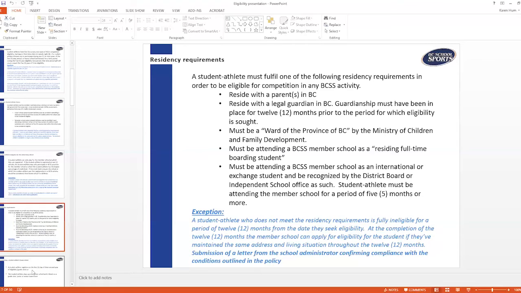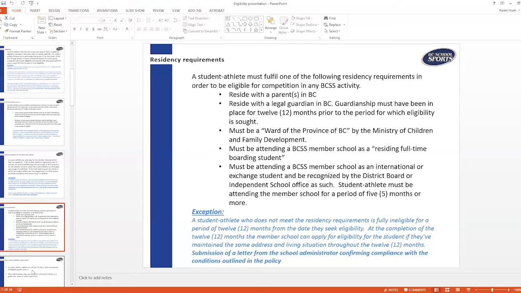One of the things that I have to stress is that any student, regardless if they're in grade 8, grade 9, first year of eligibility, they still have to meet the residency requirement. One thing that we find, there's a lot of academy programs. So a student, for instance, might move away from home to attend a hockey academy, and they're being billeted. So they're not meeting the residency requirements outlined in the policy. So they are not eligible to play any sports because of that.